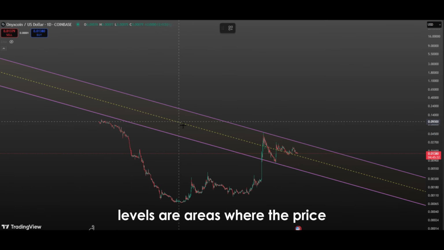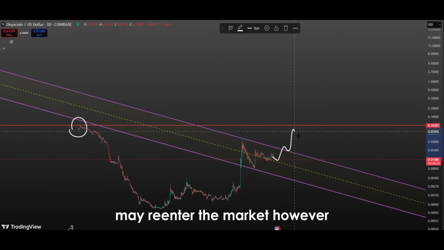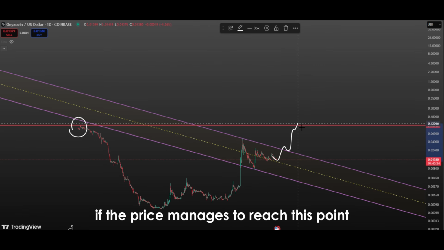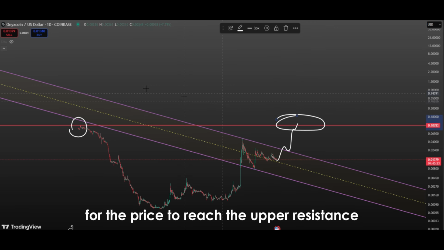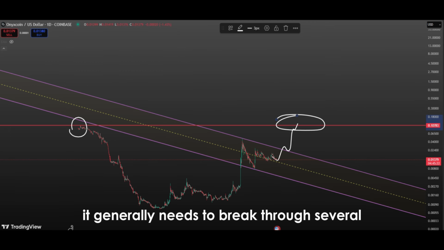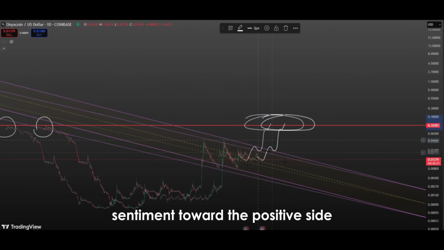From a technical standpoint, the 10 cents upper resistance may be a region that the price has tested and failed to break multiple times in the past. In such a case, this level becomes an area where sellers may re-enter the market. However, if the price manages to reach this point, it already indicates that buyers have gained significant strength recently. For the price to reach the upper resistance, it generally needs to break through several intermediate resistances, see an increase in buying volume, and experience a shift in market sentiment toward the positive side.